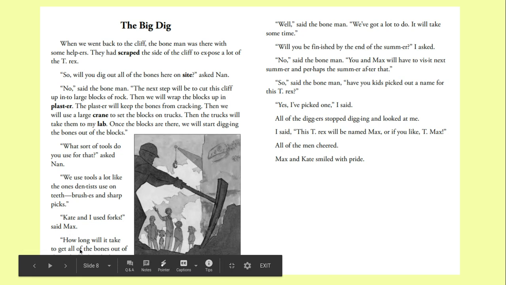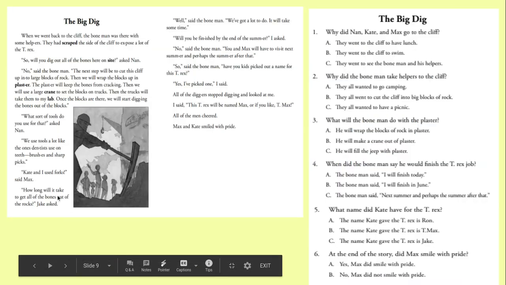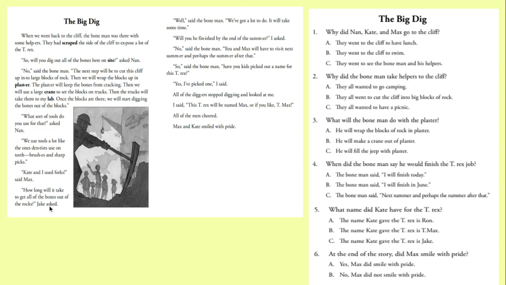How long will it take to get all of the bones out of the rocks? Jake said. Well, said the bone man, we've got a lot to do. It will take some time. Will you be finished by the end of the summer? I asked. No, said the bone man. You and Max will have to visit next summer, or perhaps the summer after that.